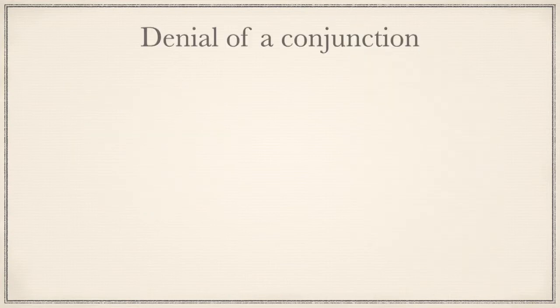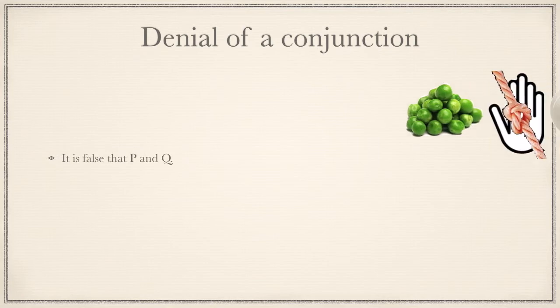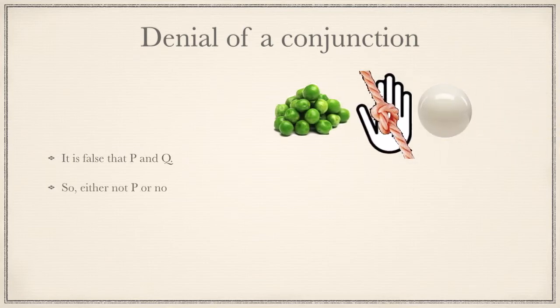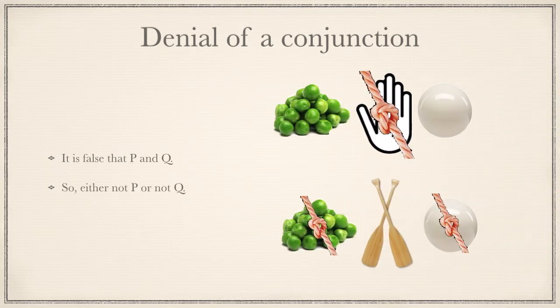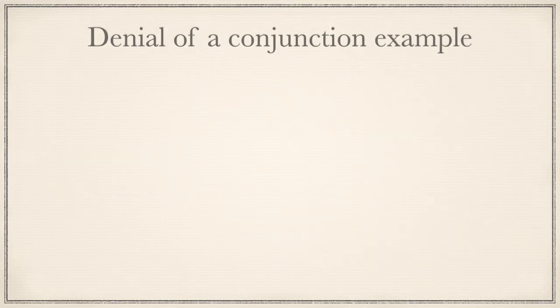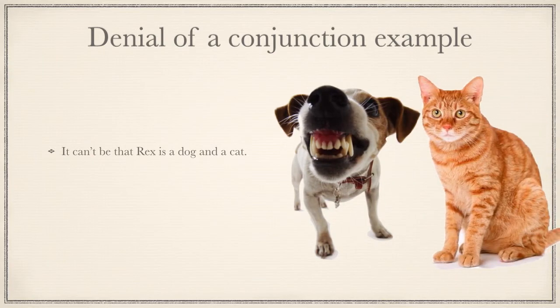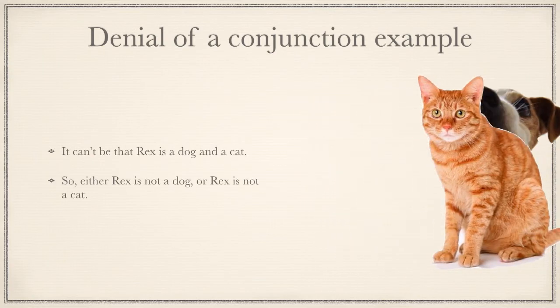Here's the form. First, we state that the conjunction is false. So we state that the component propositions are contrary. That is, we have a disjunction where both are denied. Here's an example of a denied conjunction. First, we state that the conjunction is false. So we state the disjunction expressing that they are contrary.